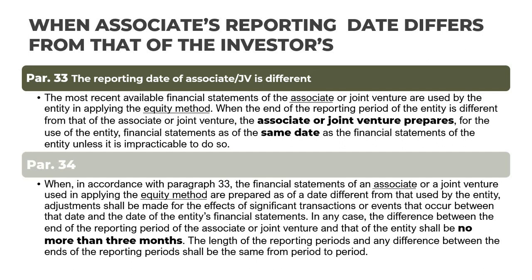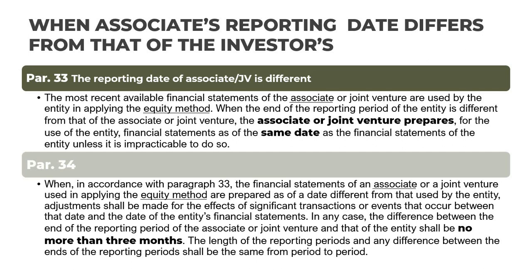The length of the reporting periods and any difference between the ends of the reporting periods shall be the same from period to period. So, dito naman sa paragraph 34, in case daw na iba ang reporting date ni associate at gumagawa siya syempre ng financial statements niya as of its reporting date, which is iba sa reporting date ni investor. For example, ang reporting date ni associate ay November 30, pero ang reporting date ni investor ay December 31. So, pwede pa rin daw yung gamitin in applying the equity method.